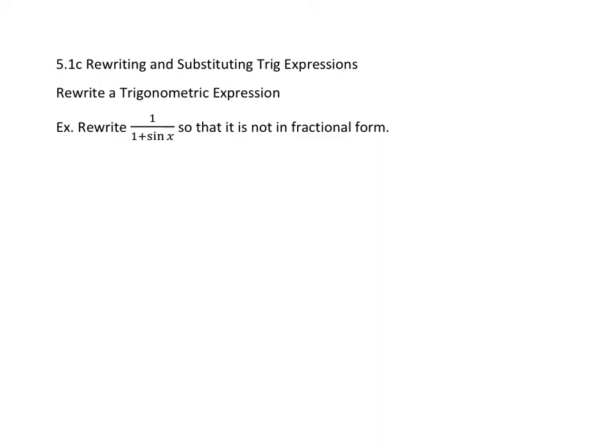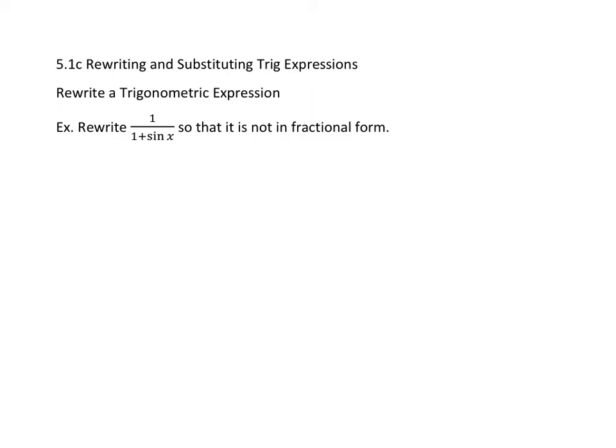Okay, now we're going to start rewriting and substituting. Rewriting so it's not in fractional form. This is not the v form. Now it's got two terms on bottom instead of two on top. That's the upside down v, which is a little bit tricky.